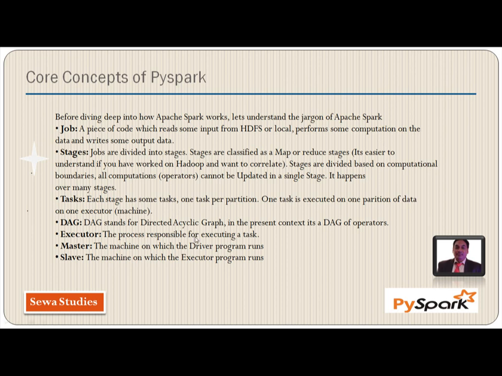Next is executor. An executor is a process responsible for executing the tasks. The master is the machine on which the driver program runs, and you can see the slave machines on which the executor programs run. It is solved.